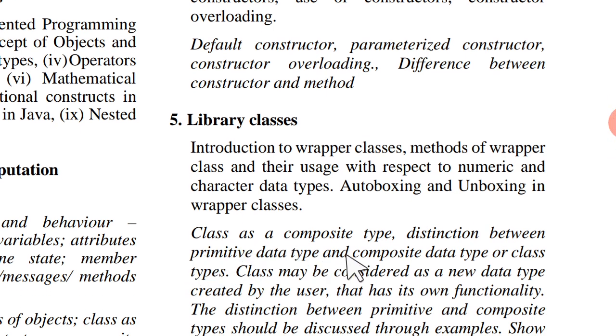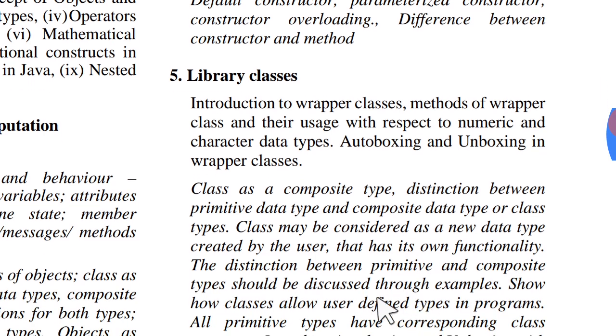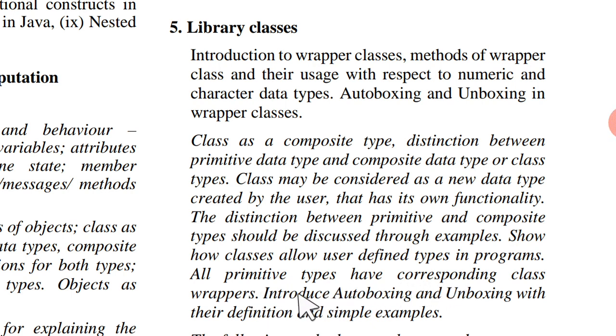Classes as a composite type, distinction between primitive data type and composite data type, or class types. A class may be considered as a new data type created by the user that has its own functionality. The distinction between primitive and composite types should be discussed through examples. Show how classes allow user defined types in programs. All primitive types have corresponding class wrappers, introducing autoboxing and unboxing with their definitions and simple examples.